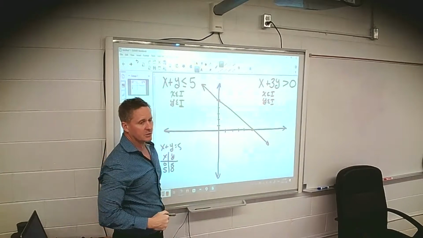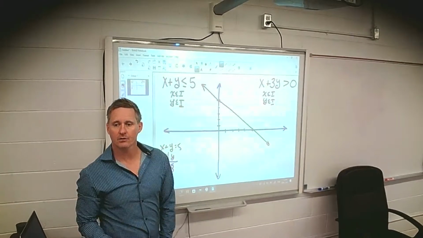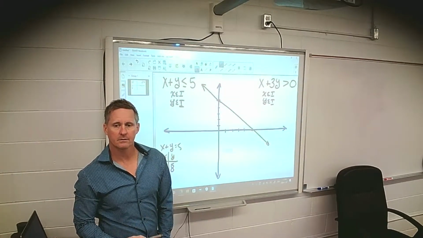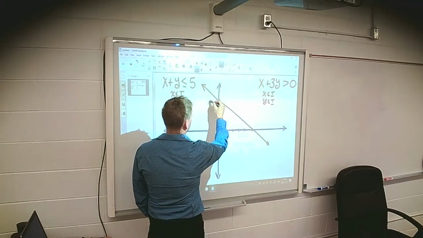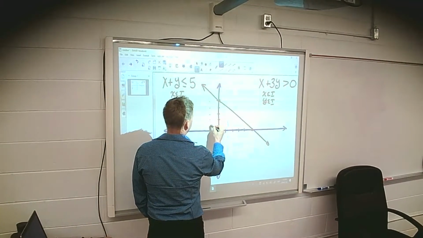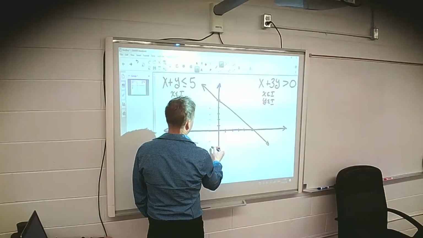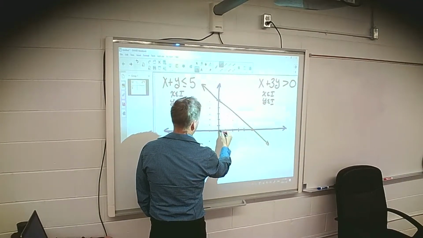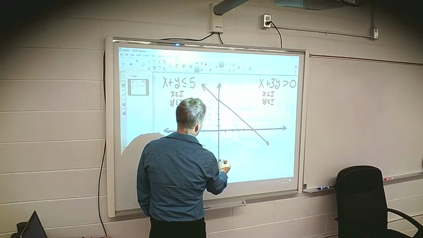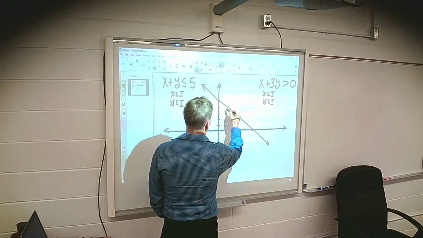0 plus 0 is what? Is 0 less than 5? Yeah. So then now what I'm going to do is put the dots down. You have graph paper, so it'll look a little bit better than mine.